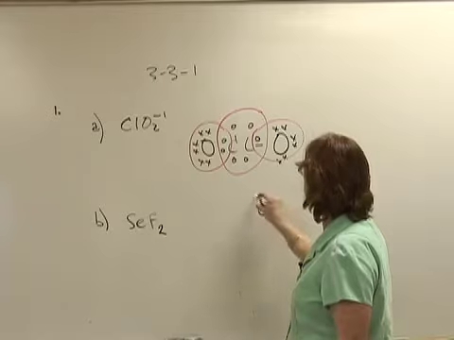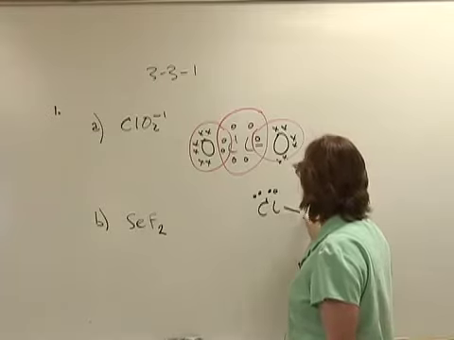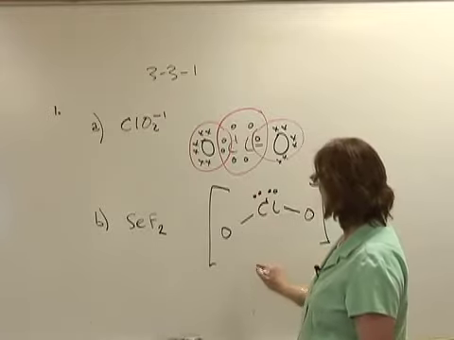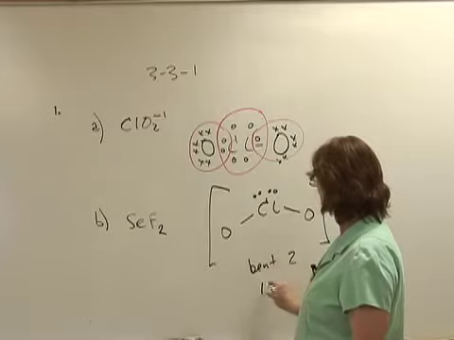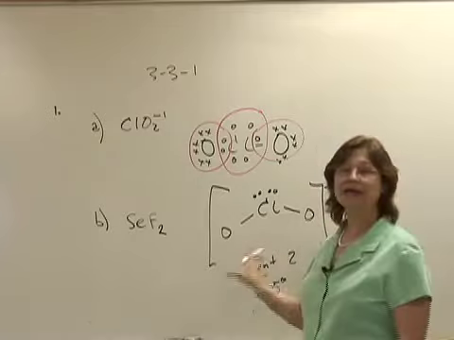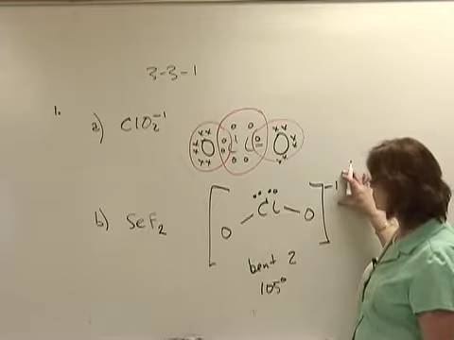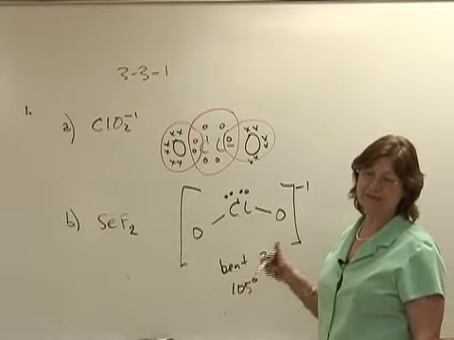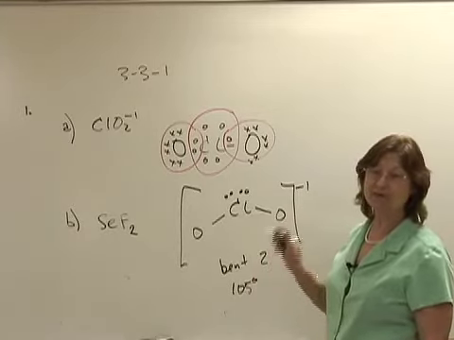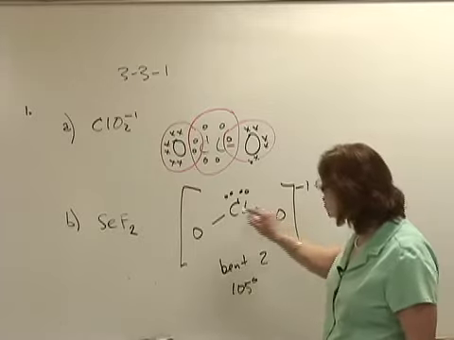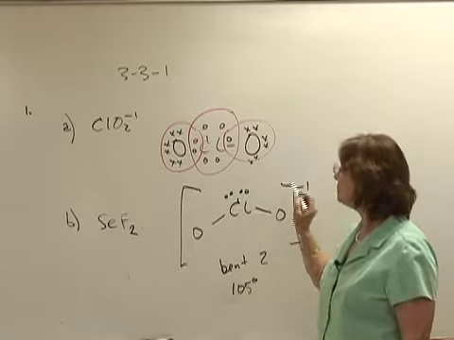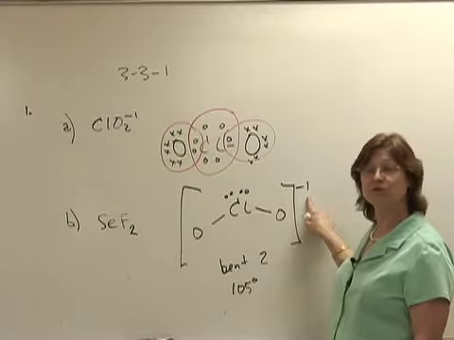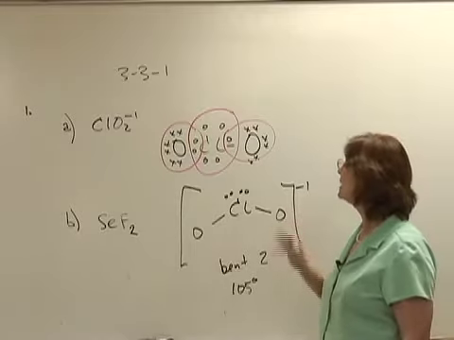And when I draw the line diagram, I see that these oxygens are bent 2 with a 105-degree angle, and I need brackets to show that -1 charge. So I gave the shape, the angle, and told you the structure, and we also need to know the polarity. Well, these lone pairs of electrons are very negative, and therefore this molecule is polar. And also, whenever it's charged, it is also polar. So for 2 reasons, this polyatomic ion is polar.